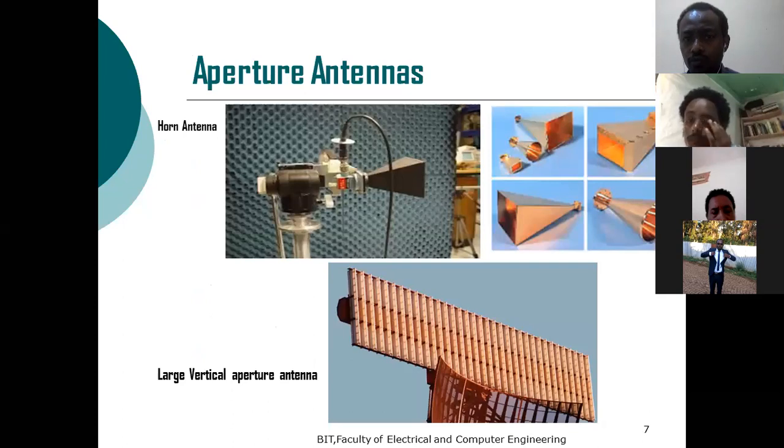This is to show what it looks like. For example, this is a horn antenna. You see, it's a horn-like structure. Different types of horn antenna, as you can see: circular, rectangular horn antenna. This one is an aperture antenna.